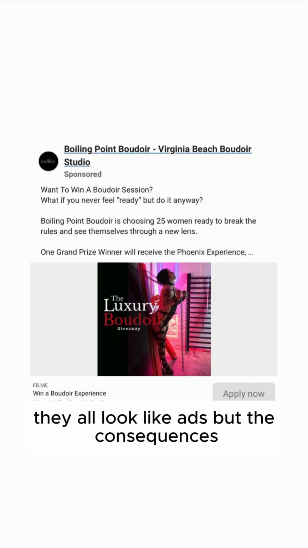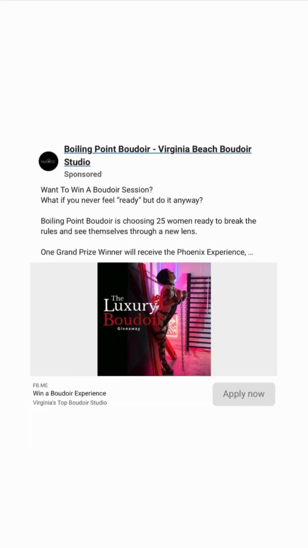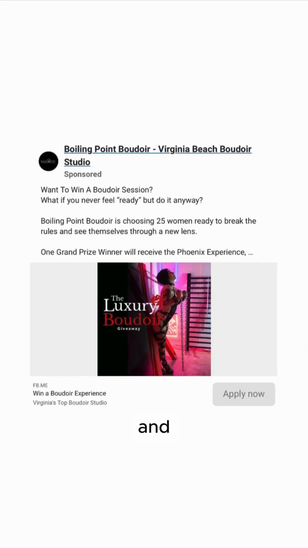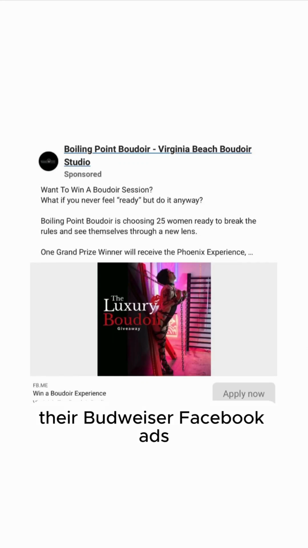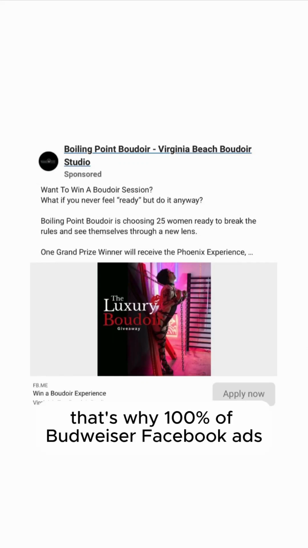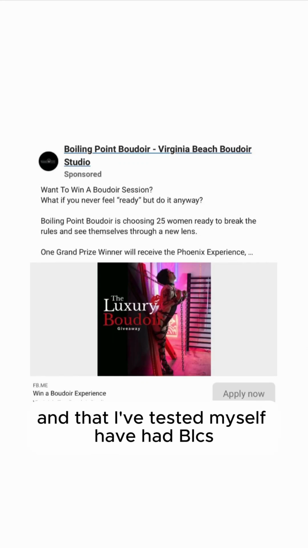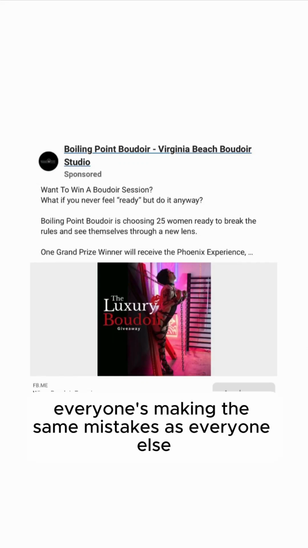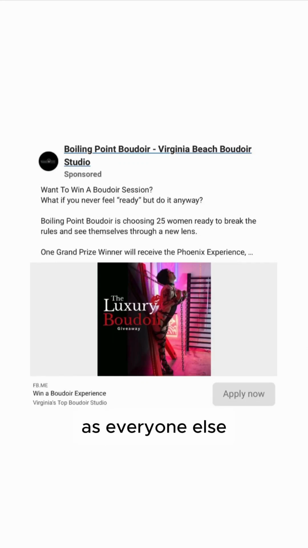But the consequence of this is that way more women are gonna be scrolling by our ad than necessary. And yes, even though everyone else's boudoir Facebook ads look like that, that's why 100% of the boudoir Facebook ads I've seen the back end for and that I've tested myself have had BLCS, boudoir low click syndrome, have a unique CTR under 6%, because everyone's making these same mistakes as everyone else. That's why everyone keeps getting the same outcomes as everyone else.